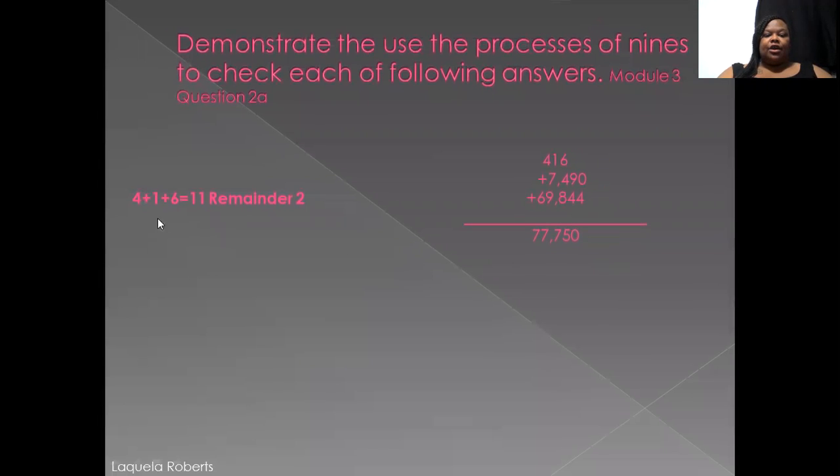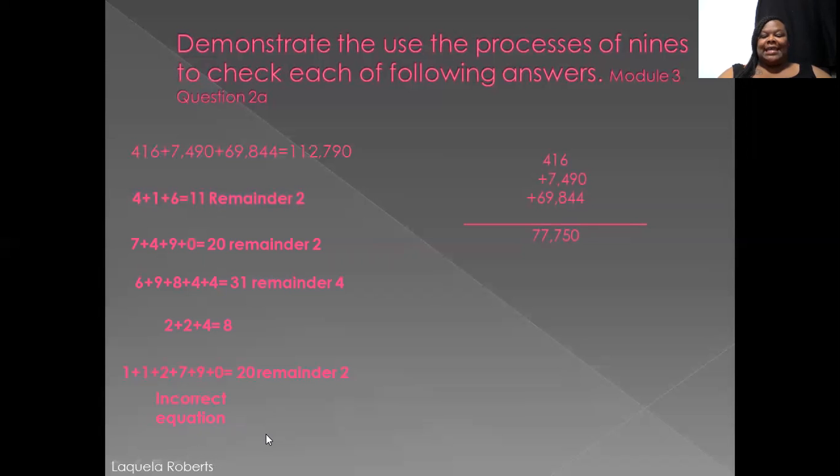All right, so what we got here is 4 plus 1 plus 6 equals 11, with the remainder 2. Then we have 7 plus 4 plus 9 plus 0 equals 20 with the remainder 2. Then 6 plus 9 plus 8 plus 4 equals 31 with the remainder of 4. So we have 2 plus 2 plus 4 equals 8. And so we have 1 plus 1 plus 2 plus 7 plus 9 plus 0 equals 20 with the remainder of 2. So guess what?